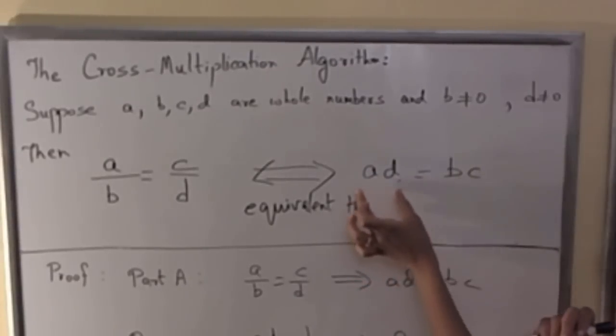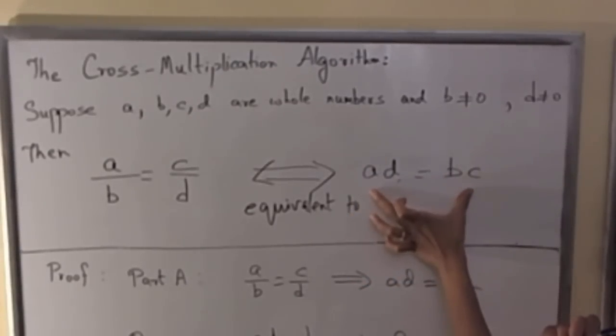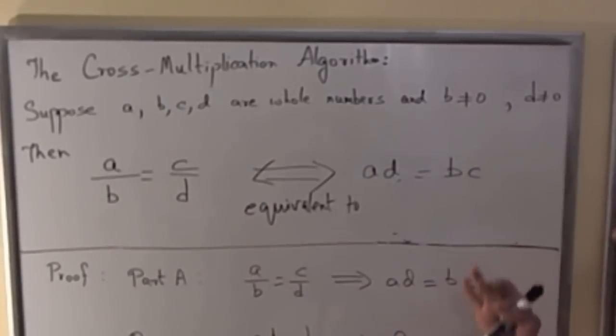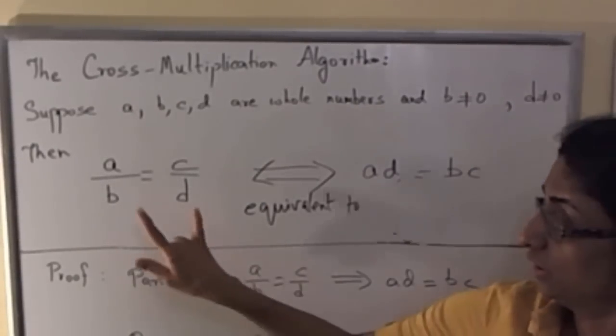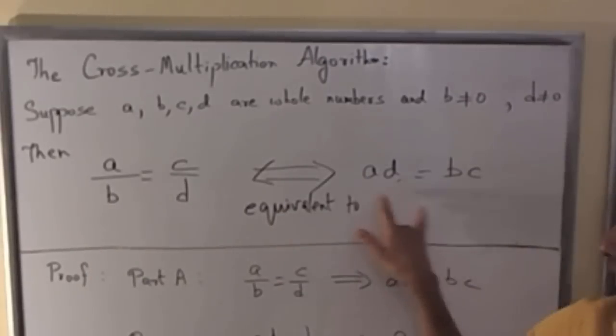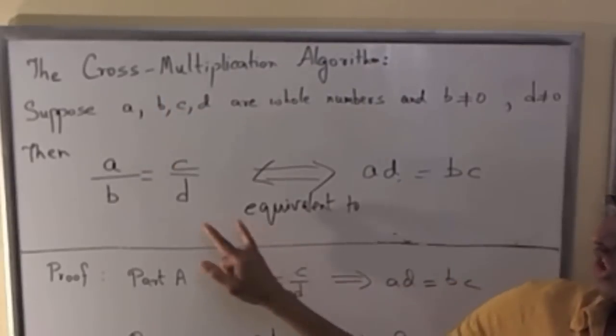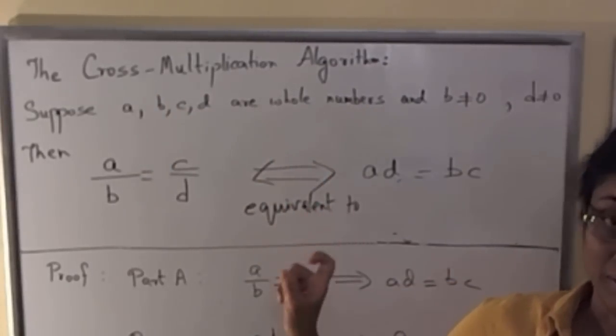And conversely, anytime you see an equation of this type, you can always replace it by an equation of this type. So practice this enough so that you can go from here to here, here to here, very easily, and that move is justified by the cross multiplication algorithm.